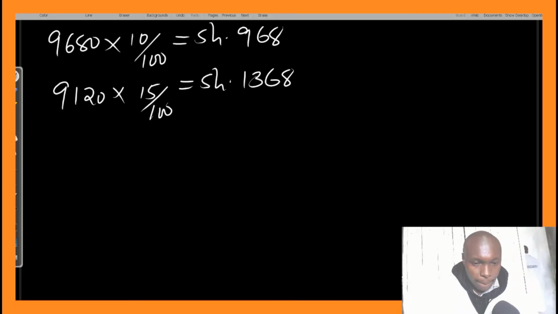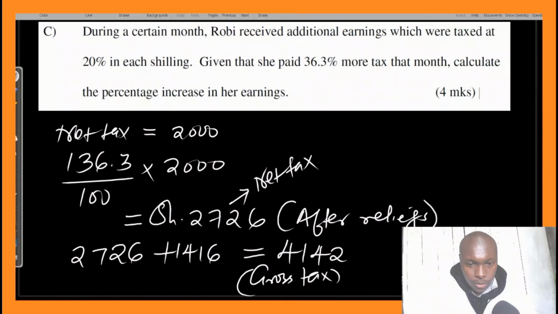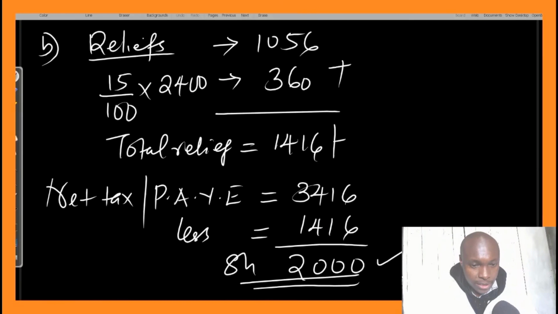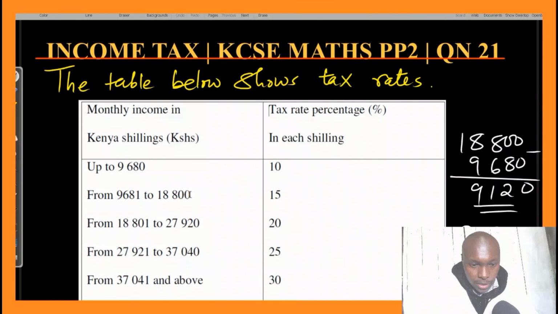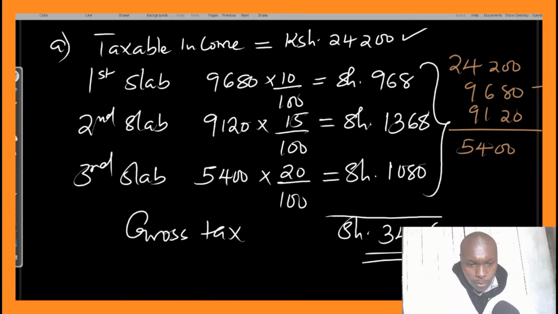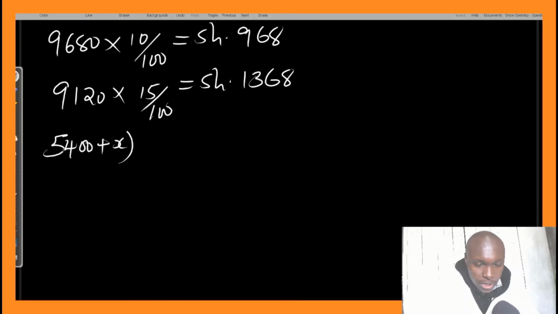Now the additional falls, as the question reads here, the additional is found in the other slab. That is the slab where taxation is at 20%. So the additional comes in here. Remember we had got this one as 54, the taxable income in that slab, and this is where the additional income was given. So what you're going to do, you're going to write it as 5400 plus the additional. We let the additional income be X, represented by X.